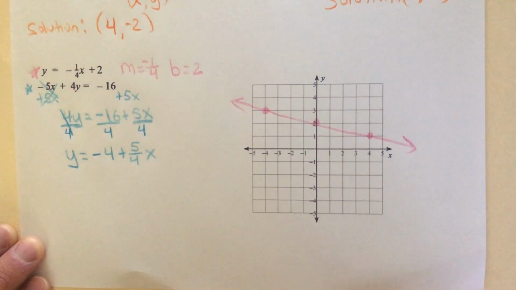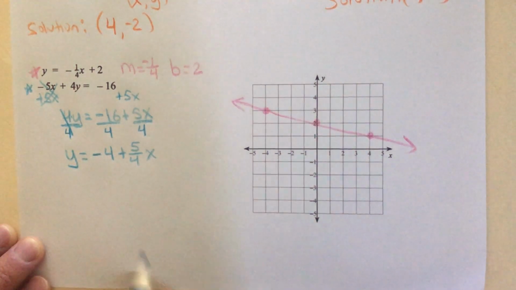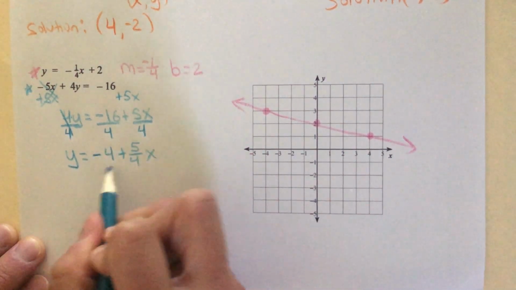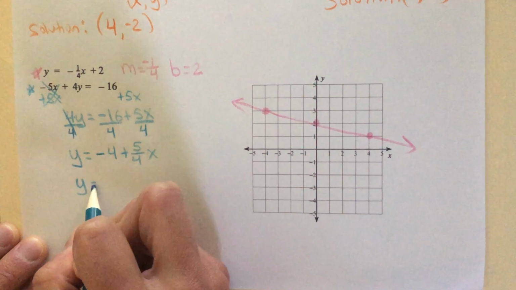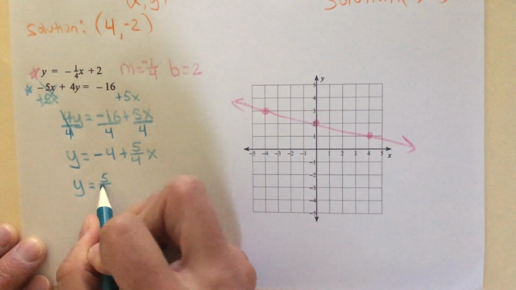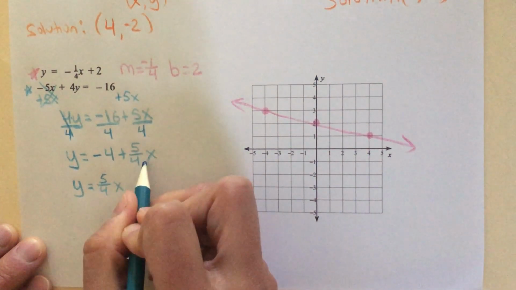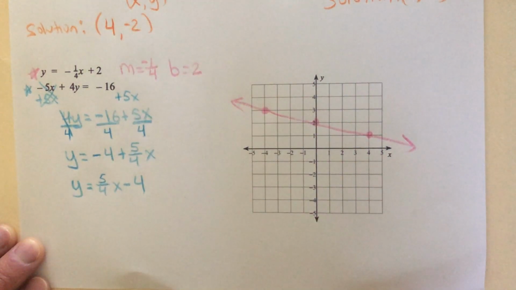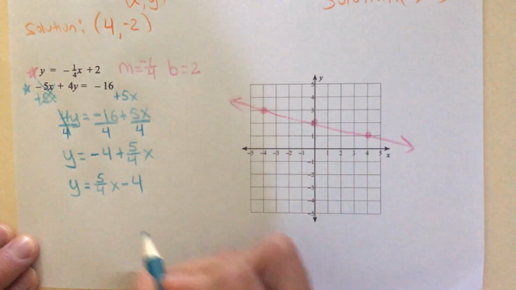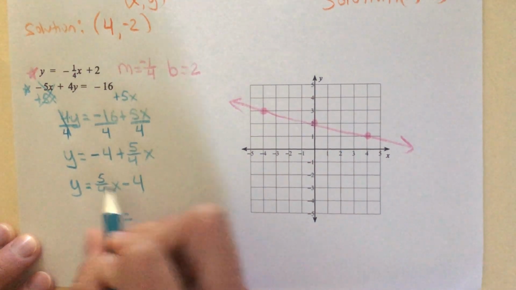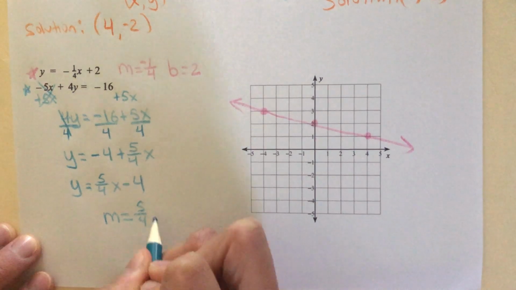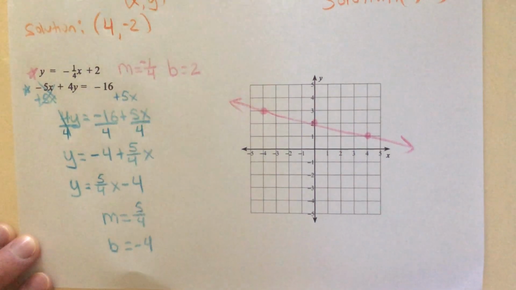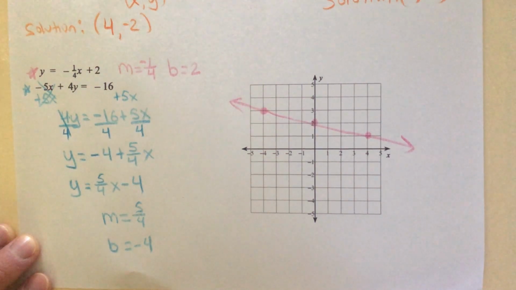We have one more step left to make this look like mx plus b, and that's really just to change this order. We usually have the mx first and the b second, so I'm going to switch that around. y is equal to 5/4 x, since that's mx, plus b, but in this case it's a negative, so minus 4. Now that we have rearranged it, I can see that my m is 5/4, that's my slope, and my b is equal to negative 4. It's now ready to graph.